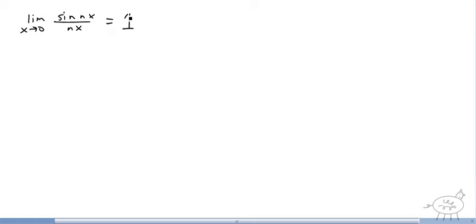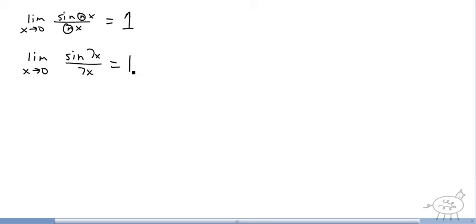So we're going to do a couple examples that actually kind of show this a little bit. But as long as you have the same number here and the same number here, that's equal to 1. It's pretty nice. So if I said the limit as x approaches 0 of sine of 7x over 7x, that's equal to 1.